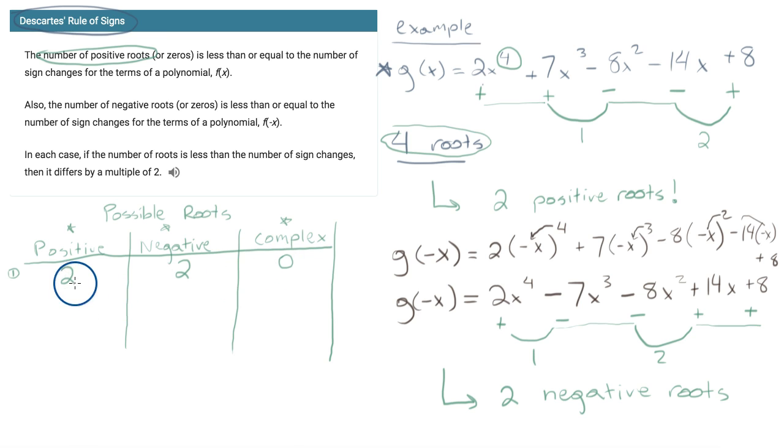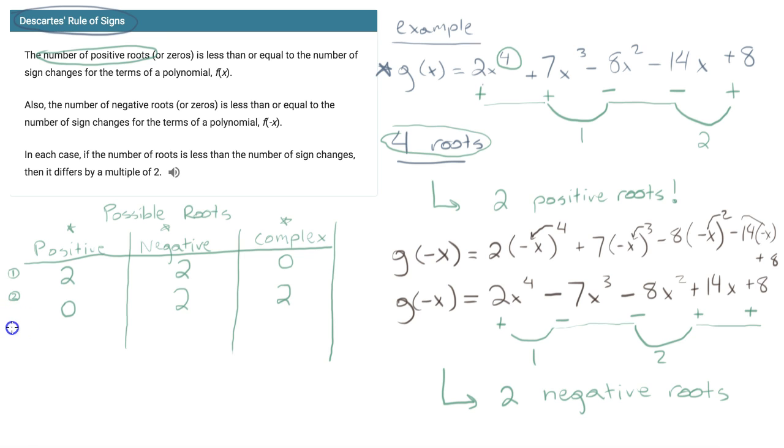To find other scenarios, we have to count down by 2 in our positive and negative roots. We can't count down by 1. And so if we count down by 2 in our positive roots, our next possible amount of positive roots would be 0. Let's call this scenario 2. So if we had 0 positive roots, we could still have 2 negative roots, and that would leave us room to have 2 complex roots.